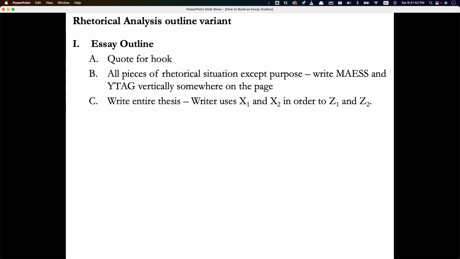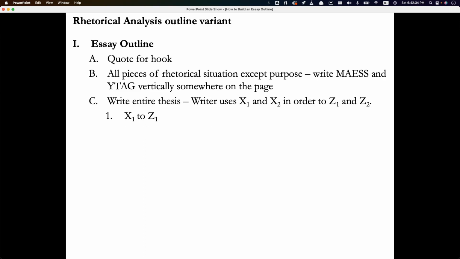You then write out your entire thesis. So the writer uses X1 and X2 in order to Z1 and Z2. Of course, you have to have read and annotated and thought about the passage a little bit before you can do this. You need to identify your rhetorical choices and also accurately label purpose. If you don't label purpose accurately, I mean, God help you, right? You're not going to score well on the exam. So you have to slow down and think about that and make sure you get it right. You can do only one Z. It doesn't have to be 2 Zs, but my example here is X1 to Z1 and X2 to Z2.